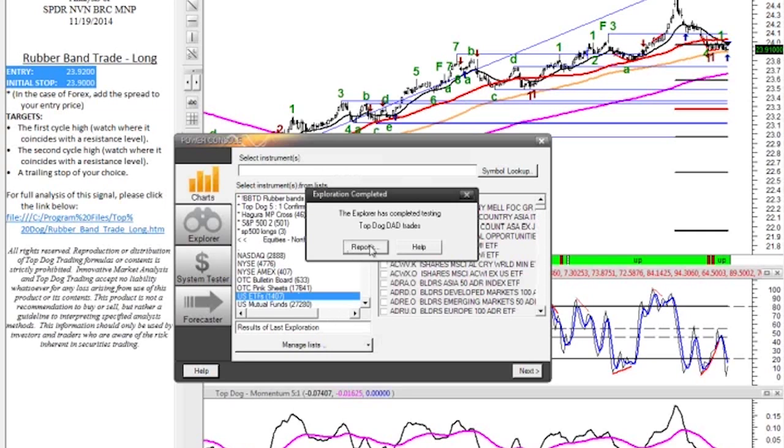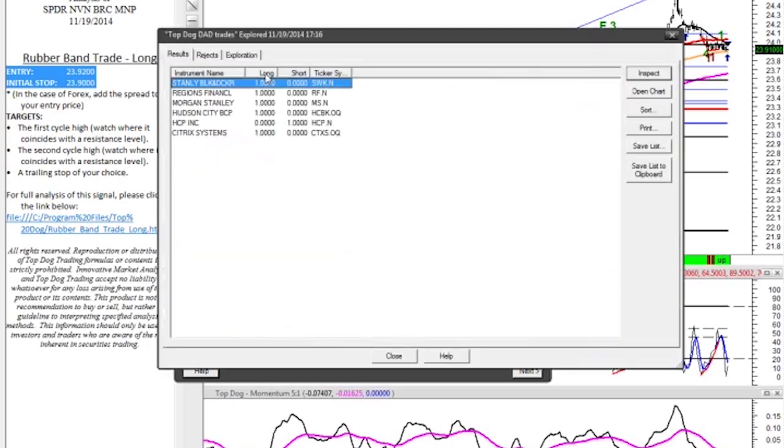And let's see if we had a DAD trade. It's done. So we had several long DAD trades in the S&P 500 today.